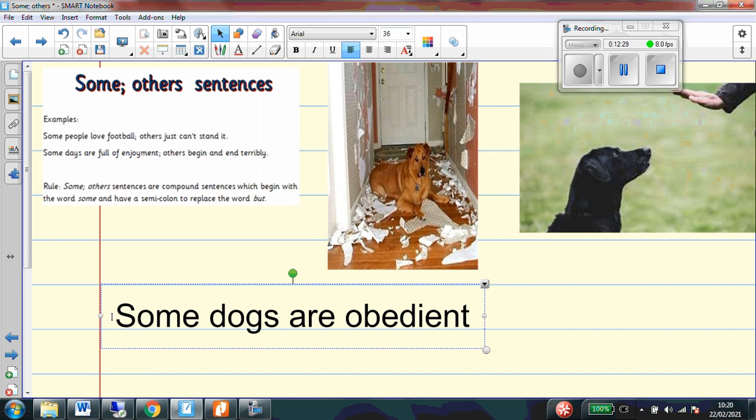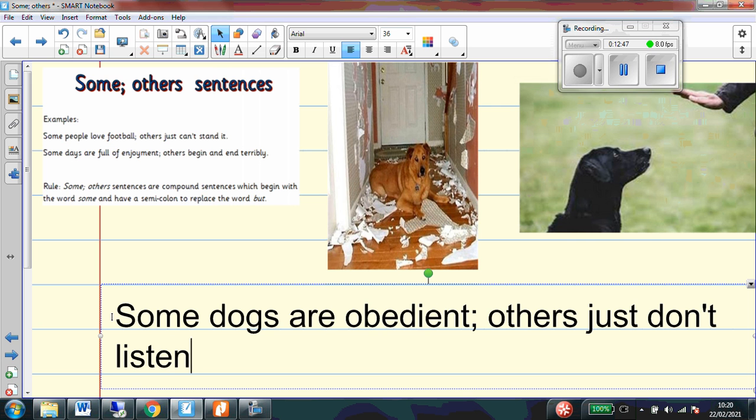Obedient means that they follow the rules, doesn't it? That they're very good at listening to instructions. Which dog do you think that would be out of these two pictures? Yeah, I agree. Some dogs are obedient. Semicolon. Others just don't listen at all.